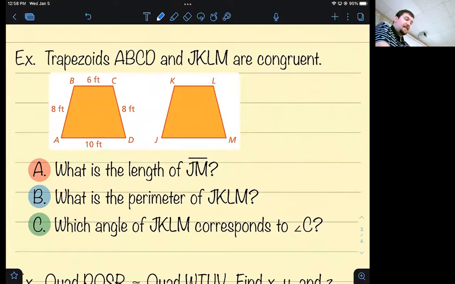Trapezoids A, B, C, D, and JKLM are congruent. I need to know what the length of JM is, the perimeter of the entire shape, and then the angle. So I want you to think about this. See if you can answer based off of the values that they gave us for this trapezoid. Can you answer these 3 questions about this trapezoid? Take a minute to look at that.